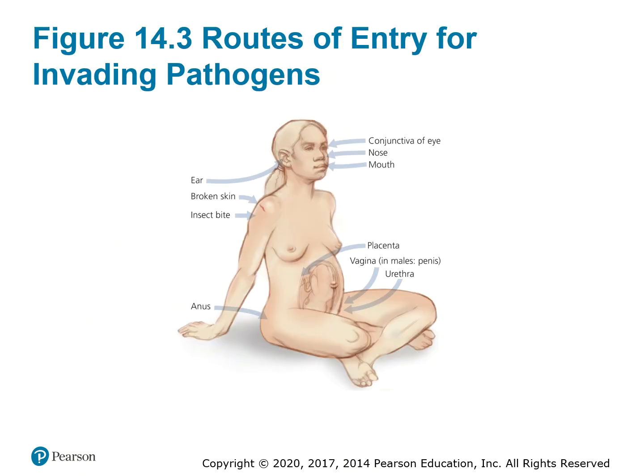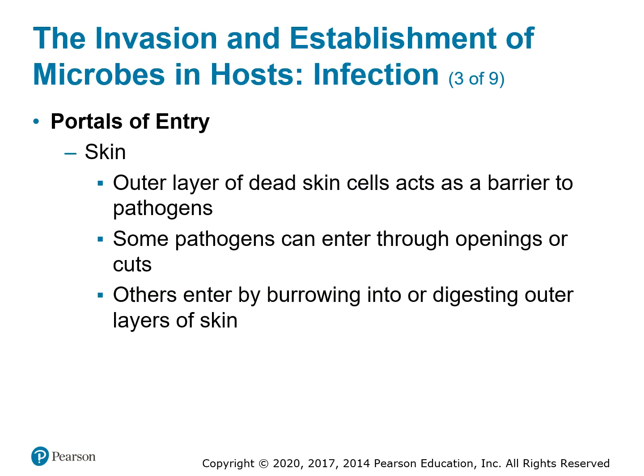So here's looking at routes of entry for invading microorganisms. So things like your ear and broken skin and insect bites, conjunctiva of your eye, your nose, your mouth. Notice that a whole lot of these are up around your head. Okay. And then, of course, the placenta and reproductive organs. So let's talk about these in a little more detail.